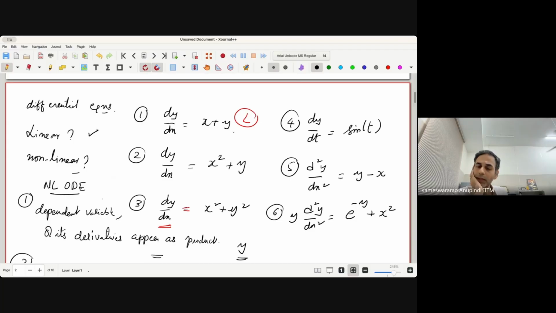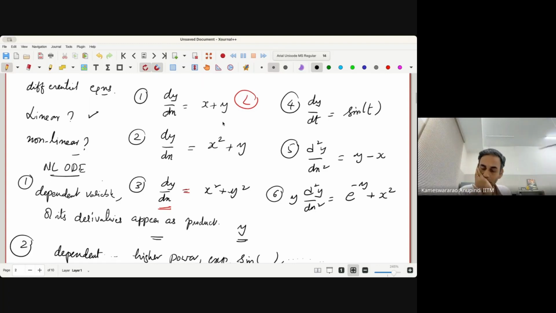The first one is linear, okay, because the slope equals x plus y. There is no product of the dependent variable with itself or its derivative. So dy/dx is multiplied with 1, y is multiplied with 1. So this is linear. Okay. What about the second equation? Second equation, is it linear or non-linear?